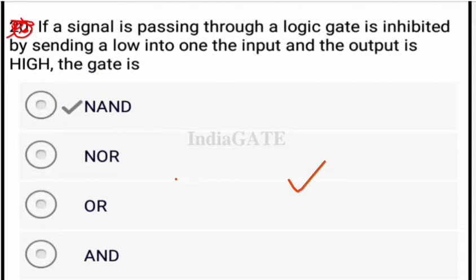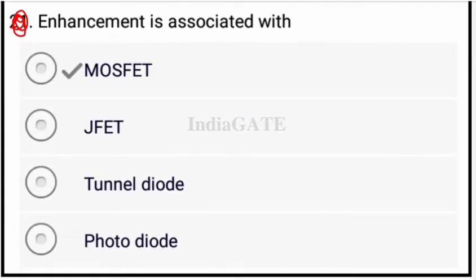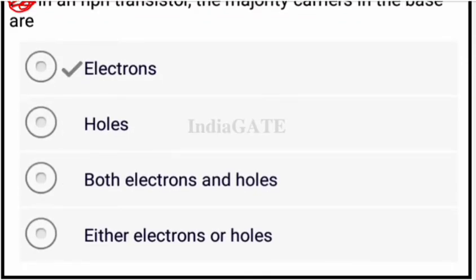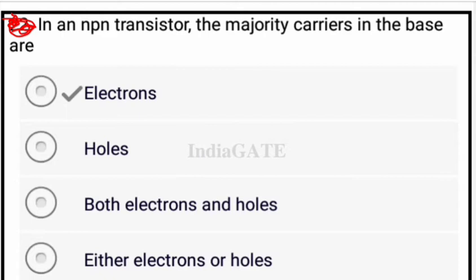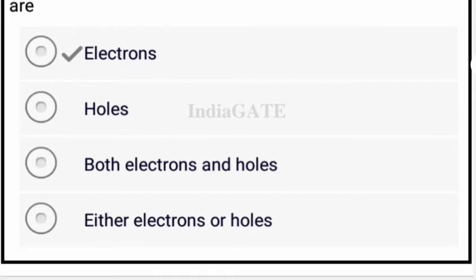Now come to the next question. Next question is defined that enhancement is associated with. So there are four options. Option 1 2 3 and 4, but here first option is correct, that is your MOSFET. Okay, now come to the next question. Next question is defined as in NPN transistor the majority carrier in the base are. So in NPN transistor majority carrier in base is the electrons. So option first is your correct. Okay, now come to the next question.